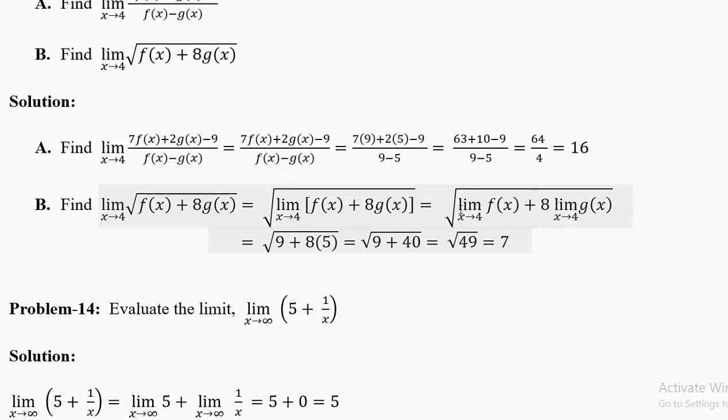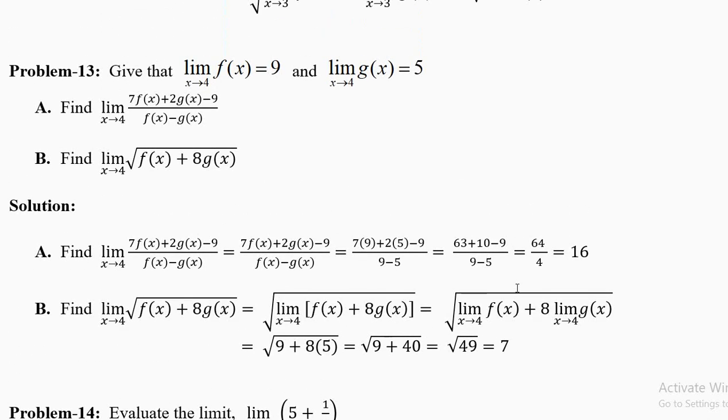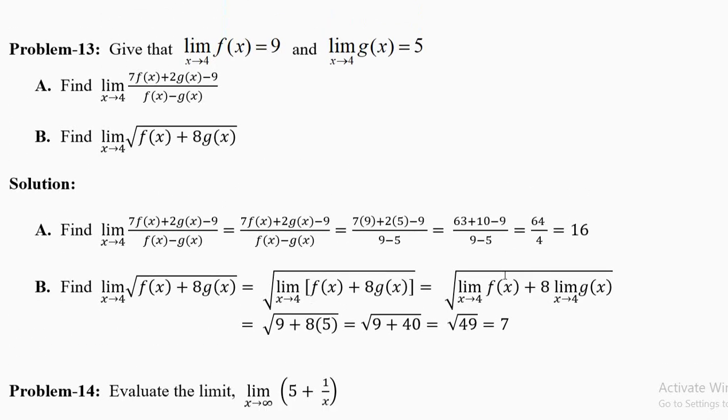f plus 8g. Now how much is f plus 8g? f is 9, g is 5, 8 into 5, 40. 9 plus 40 is 49, square root is 7. That's all. These two questions are very similar. You should be able to do them. 12th and 13th question.